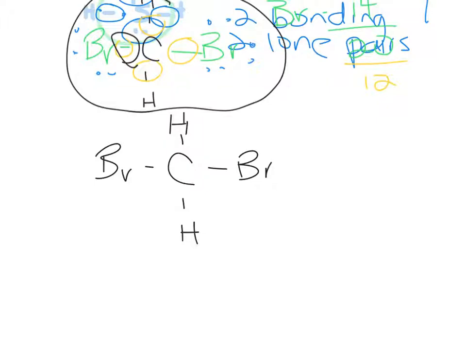But if I look at this and I count how many domains we have, and you guys could probably do this, 1, 2, 3, 4 domains, and they are all bonding domains. So therefore this would be tetrahedral. Pretty simple. That's usually the easiest one is when you have something like that with 4 bonding domains. Those are usually the easiest.